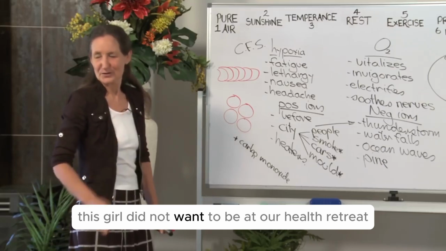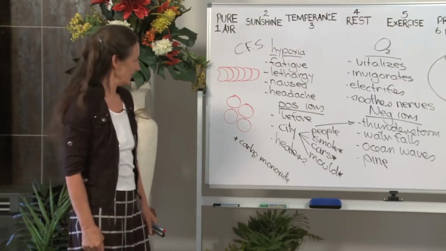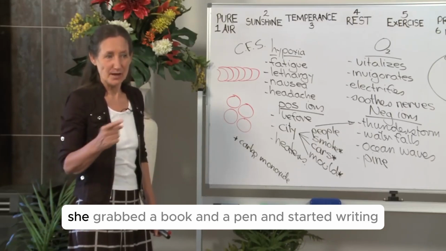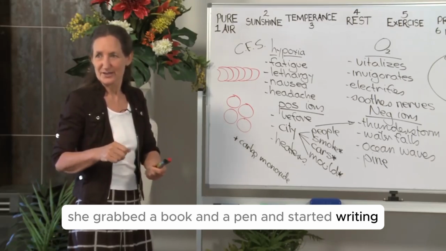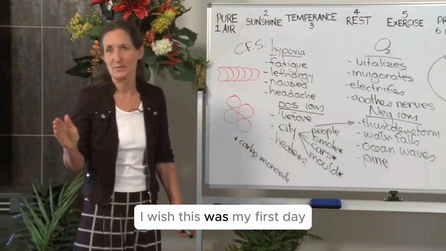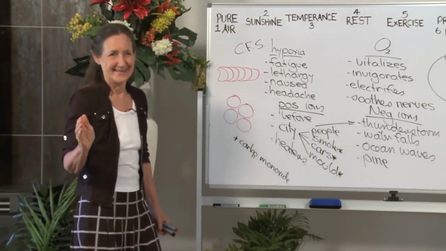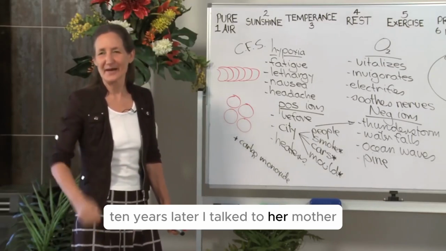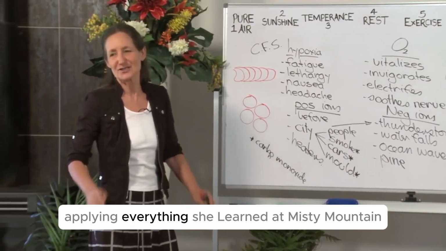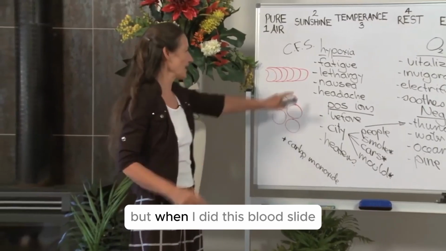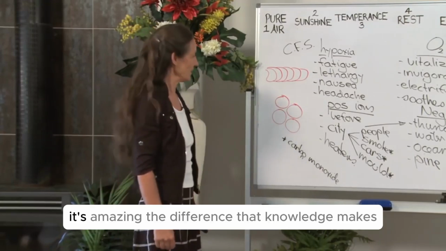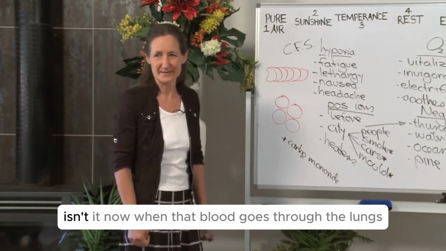This girl did not want to be at our health retreat. Mind you, by the end of the first day, she grabbed a book and a pen and started writing. She started to get excited about the information she was hearing, and at the end of the week she said, I wish this was my first day. Ten years later I talked to her mother and her mother said she's married with a little baby and she's applying everything she learned at Misty Mountain. But when I did this blood slide, she was not drinking water, she was not interested. It's amazing the difference that knowledge makes, isn't it?